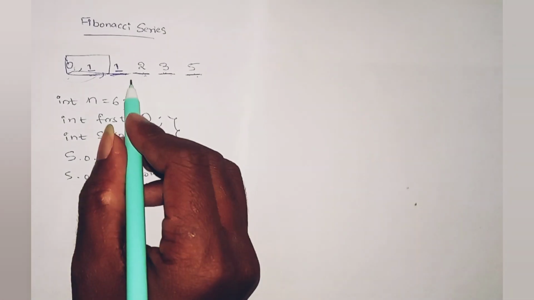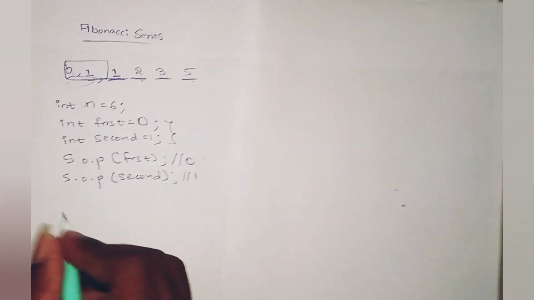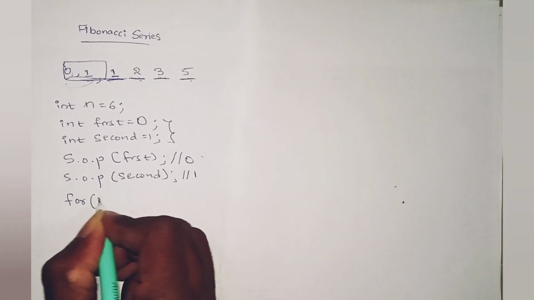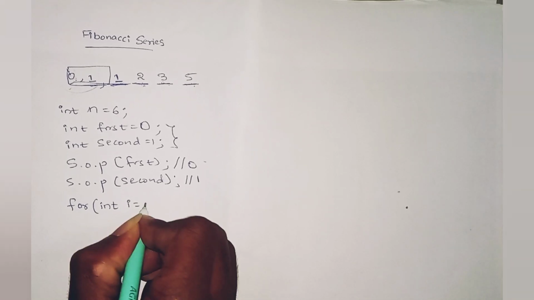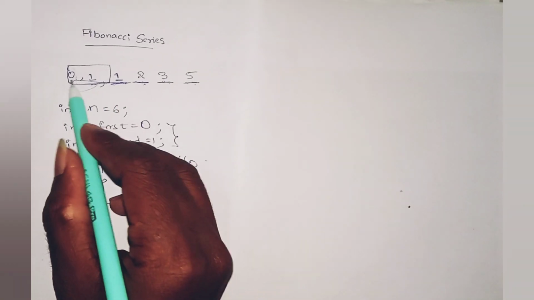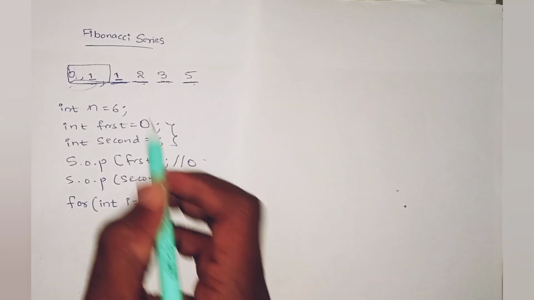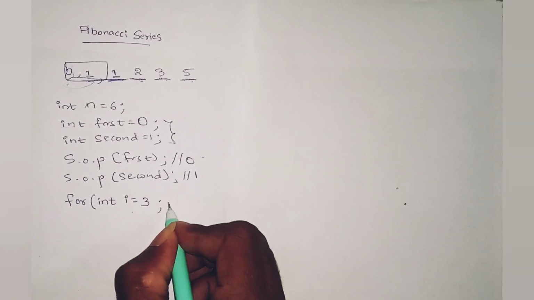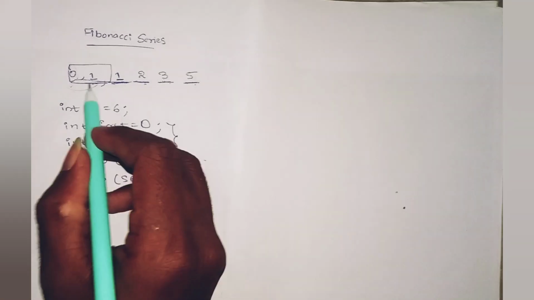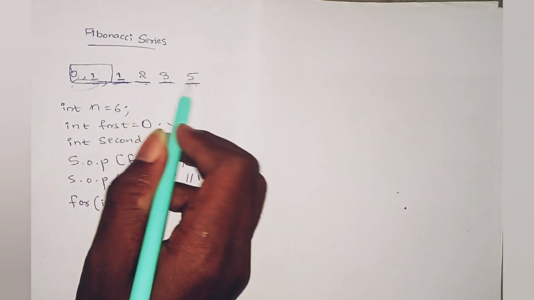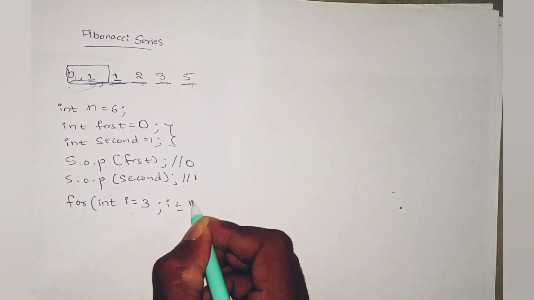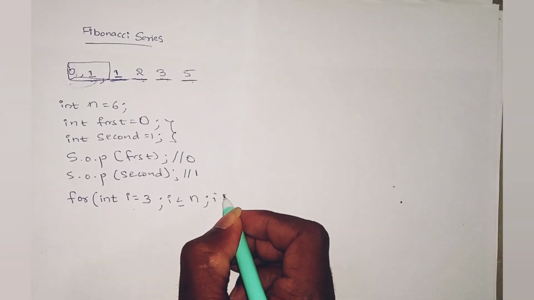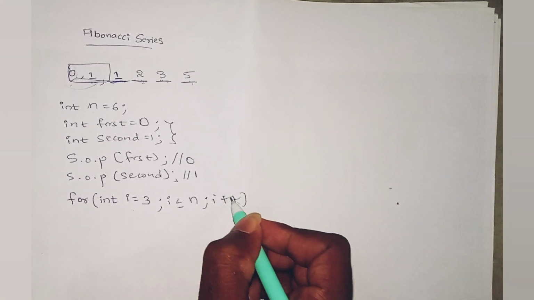Now in order to print the third value, what we need to do is take a for loop: for int i is equal to 3, because the first and second values are fixed. Now we need to print the third value, right? So here I have taken i equal to 3, and i should be less than or equal to n, as we are printing 1, 2, 3, 4, 5, 6 numbers, where n is equal to 6, and here we need to update, that is i++.